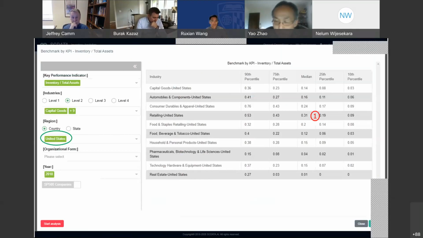But if you look carefully, you'll find that one other industry actually has even worse performance, which is consumer durables and apparel. Although the median is smaller, which is 24%, the 90th percentile is 76%. That is also a disaster. It's a lot of inventory. So the point I want to show you is that data analytics can show you a complete picture quantitatively.